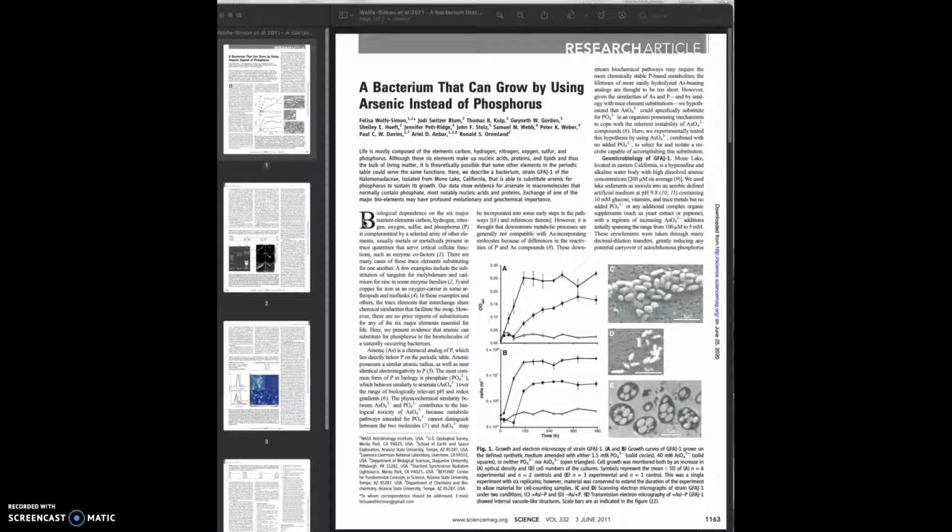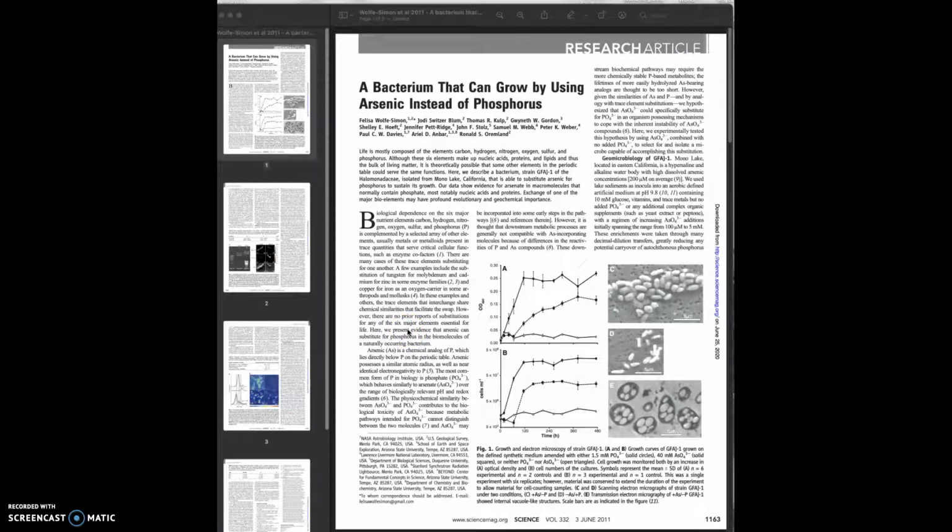Another key to identify pieces of an article as being part of one section or another is to take a look at how the words are written. Most of the time, authors will write the introduction in the present tense. So let's take a look. A few examples include: in these examples and others, the trace elements that share chemicals. Here we present evidence. Those are all present tense verbs.